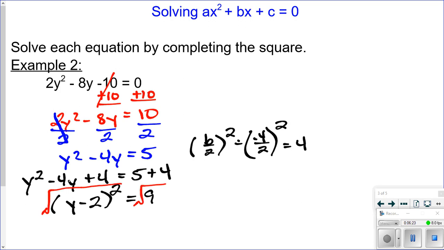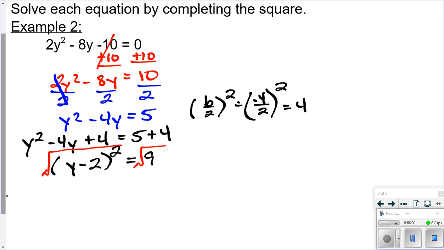The whole point of this is solving the quadratic, finding out what the value of y is. This is just one method of doing it. In the previous section in my textbook, we went over how to do it using factoring. So now we have y minus 2 equals positive or negative 3.